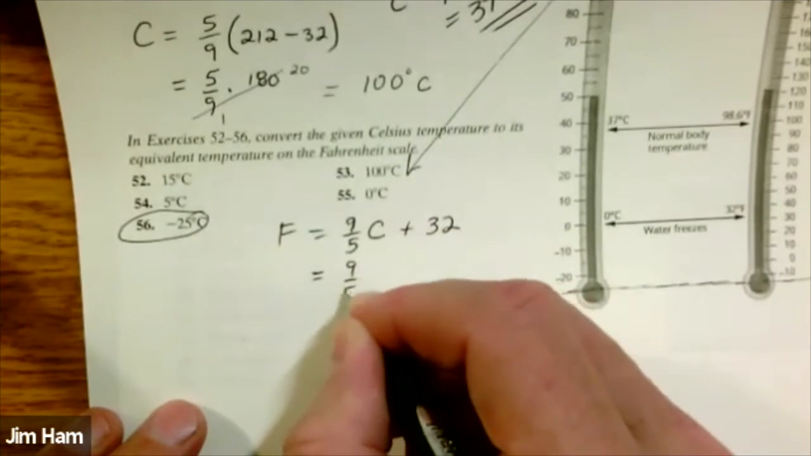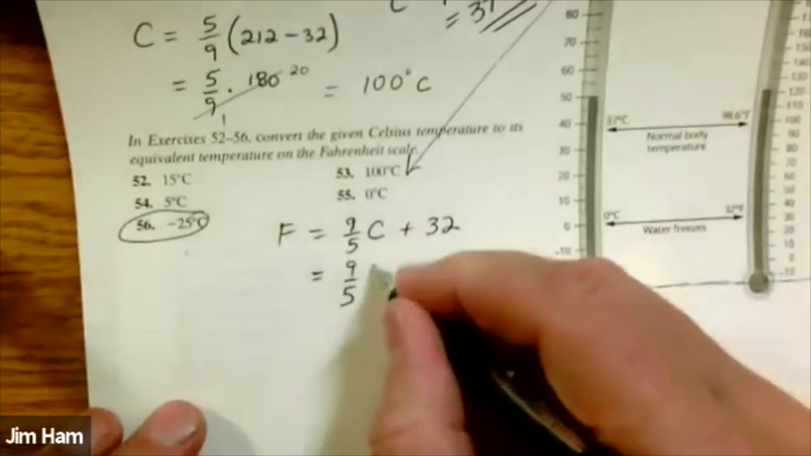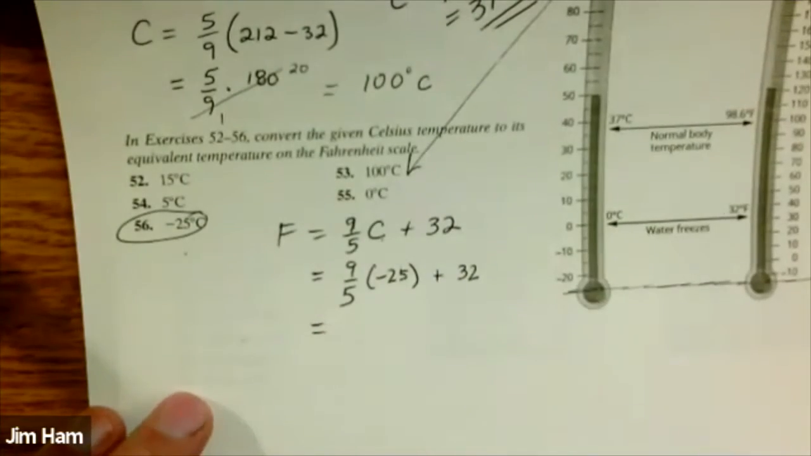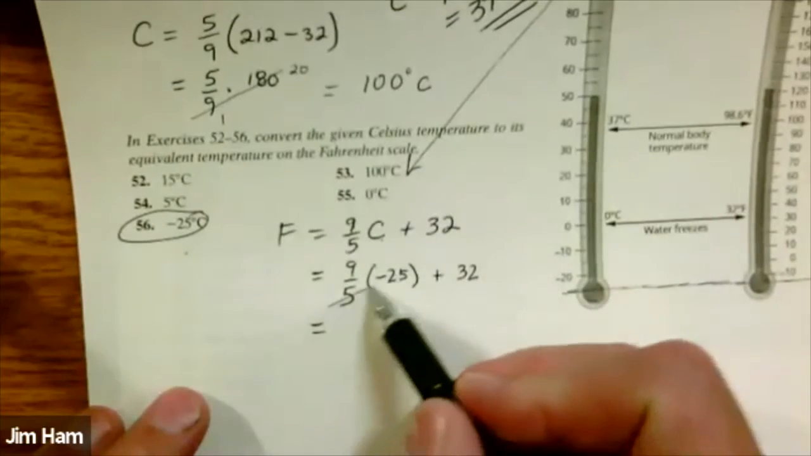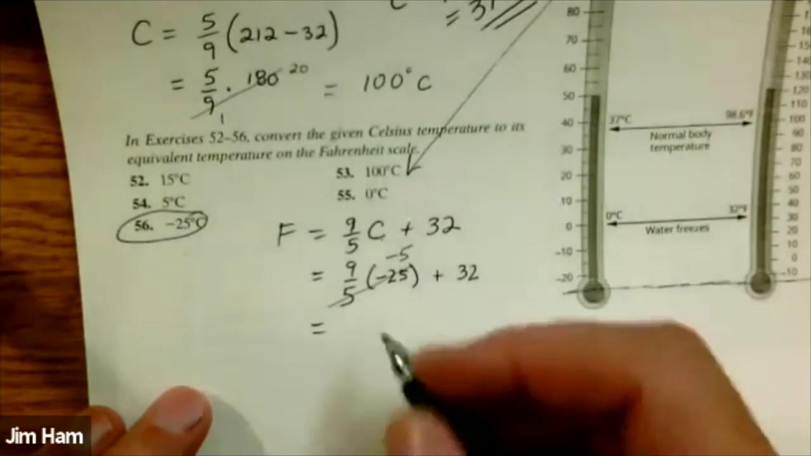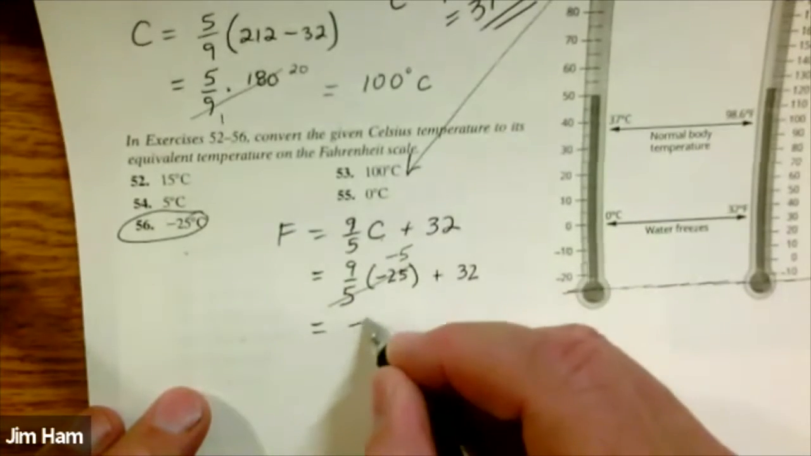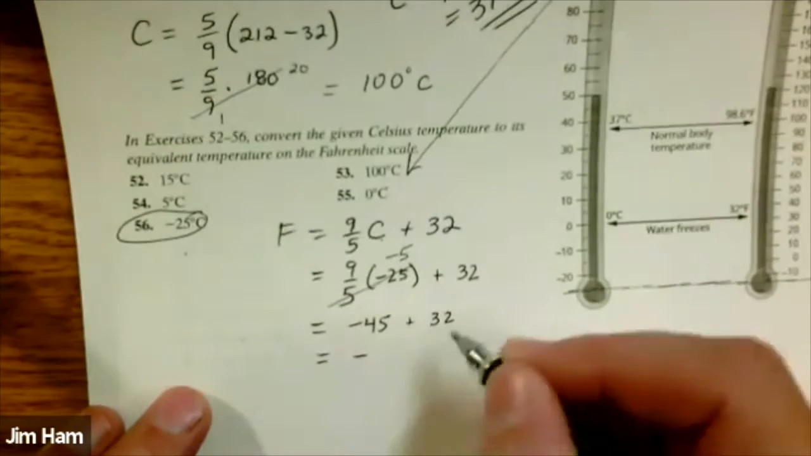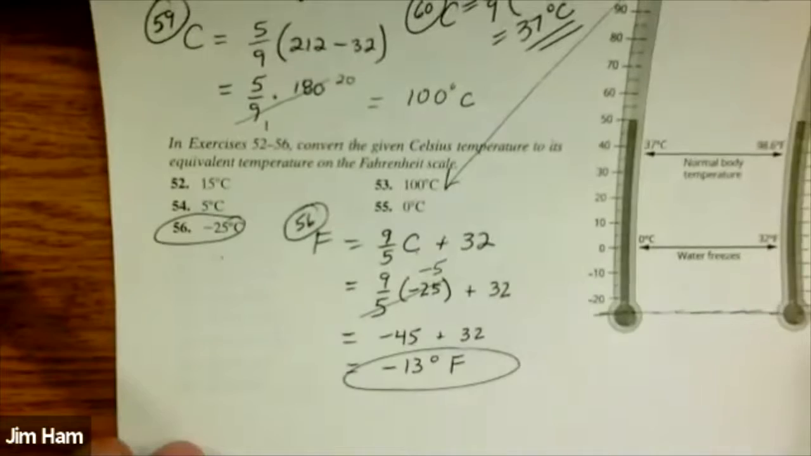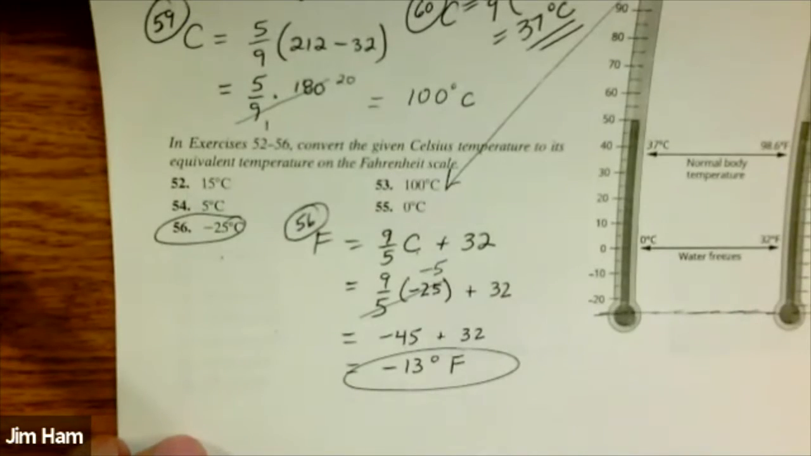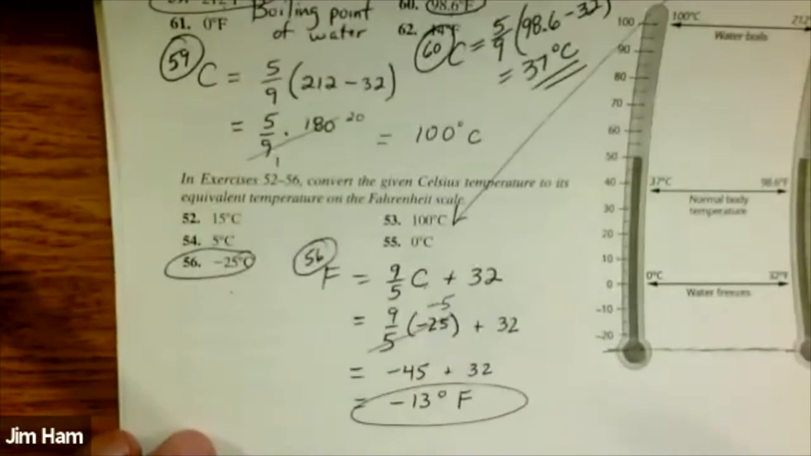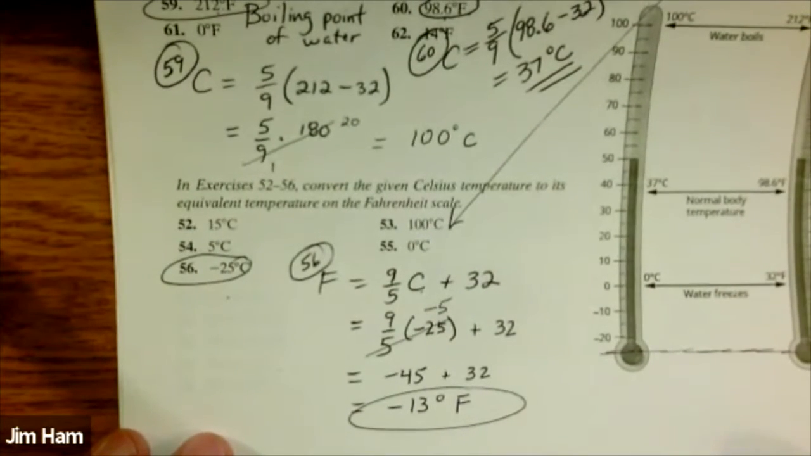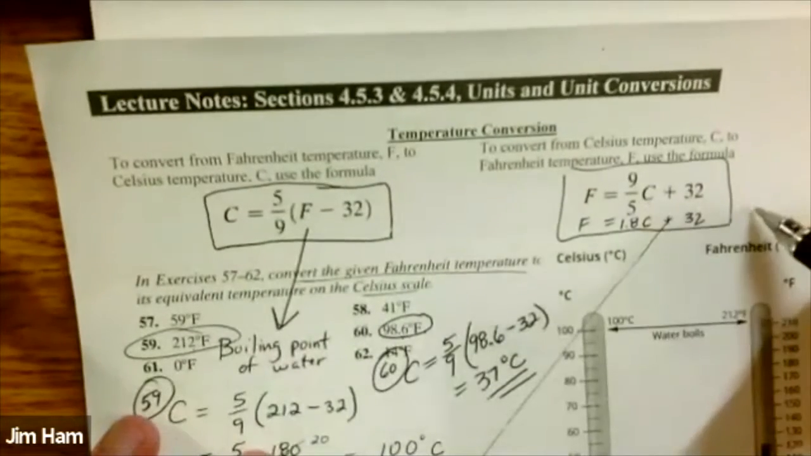All right, so what we do is we take the Celsius temperature, which is negative 25, and then add 32. Again, you can use the calculator for this. This one, I know that 5 cancels with 25, so I'm just going to do the cancellation. 9 times negative 5 is negative 45 plus 32, and that's negative 13. All right, so converting temperature is a little bit different than doing the unit analysis and doing the canceling. The reason for that is there's no direct fraction that we can multiply by. There's a fraction, and then there's an add a little bit.